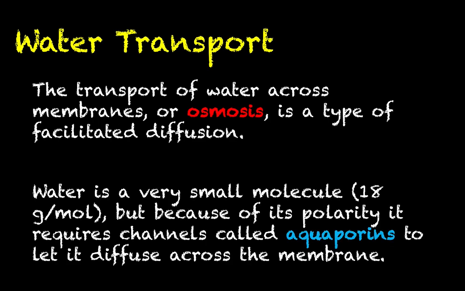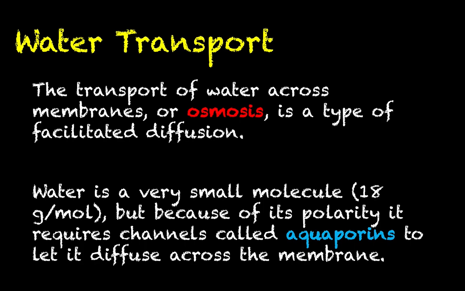So the idea here is that the reason why water has to move by facilitated diffusion rather than simple diffusion, yes, water is a very small molecule at 18 grams per mole, but as we've seen in the past, it is very, very, very polar, so it's not going to move across membranes by simple diffusion very well. So it's going to have to do it by facilitated diffusion.